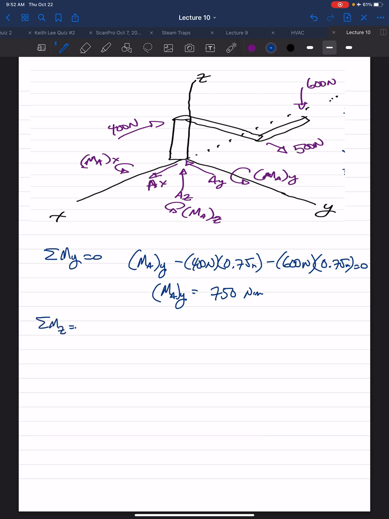Last but not least, sum of my moments about the z-axis. The 400 Newton force: there is no perpendicular distance from that to the z-axis. The 500 Newton force's line of action runs through the z-axis as well. And the 600 Newton force is parallel to the z-axis, so that does not cause a moment about the z-axis. So therefore, we have solved for our 6 components of the support reactions.